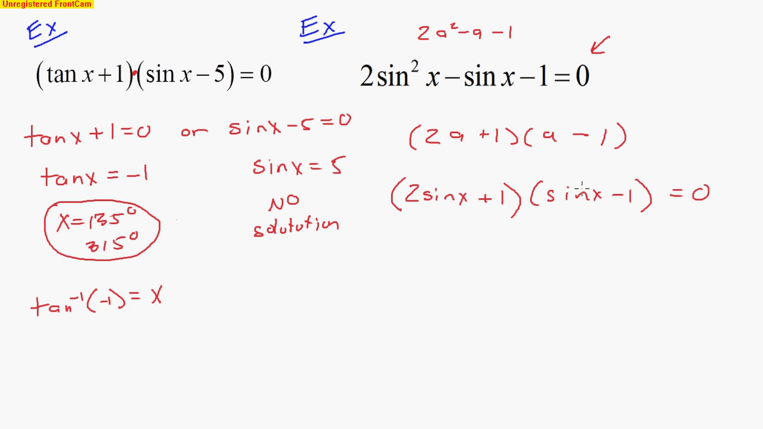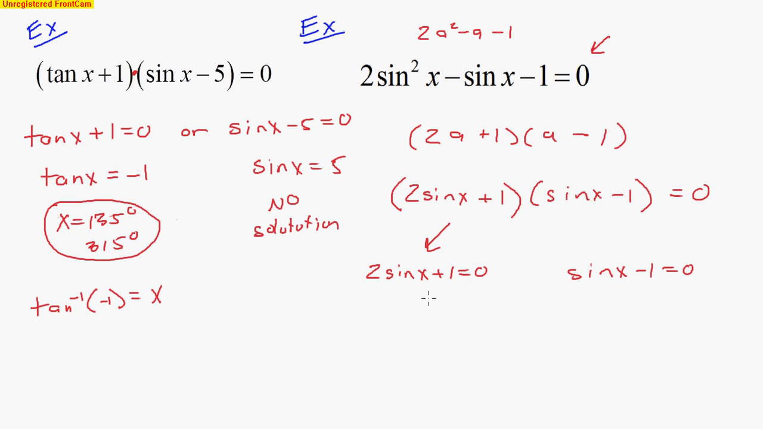Don't believe me? Go ahead and factor it out, and you will really realize that it does equal 2 sine squared minus sine minus 1. All right, now I'm going to use that zero product property. 2 sine of x plus 1 could be 0, or sine of x minus 1 could be 0.